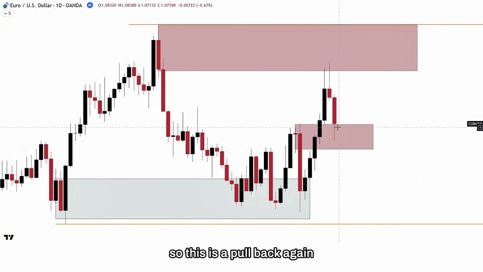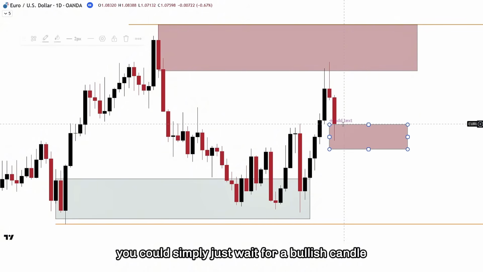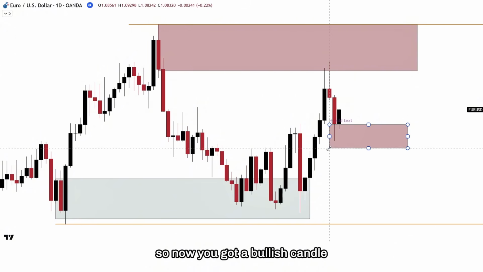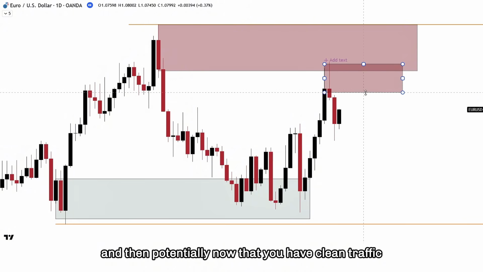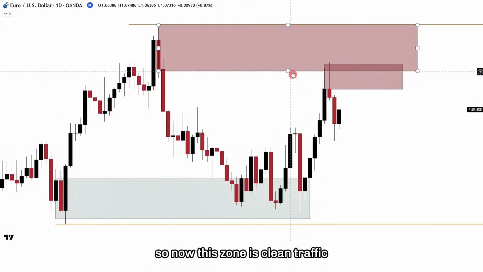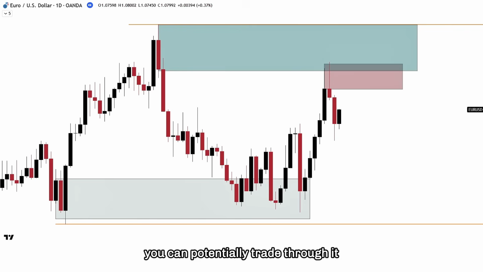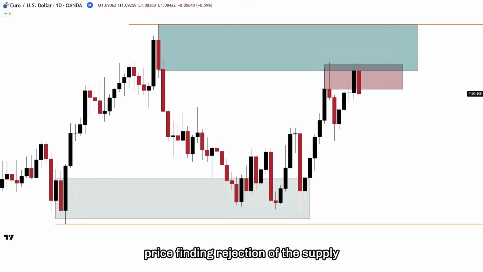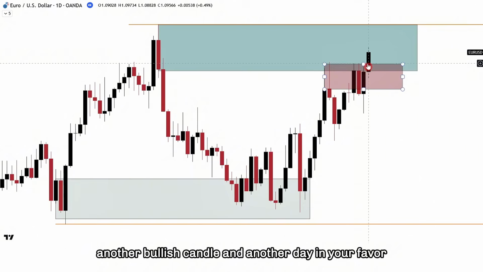So this is a pullback. Again, you could simply just wait for a bullish candle. But at this point, it's kind of a low probability. So now you got a bullish candle, and you can set your bias up to this point, and then potentially, now that you have clean traffic, so now this zone is clean traffic where there's no orders, you can potentially trade through it. Add one day in your favor. Price finding rejection of the supply, like always. Another bullish candle and another day in your favor.